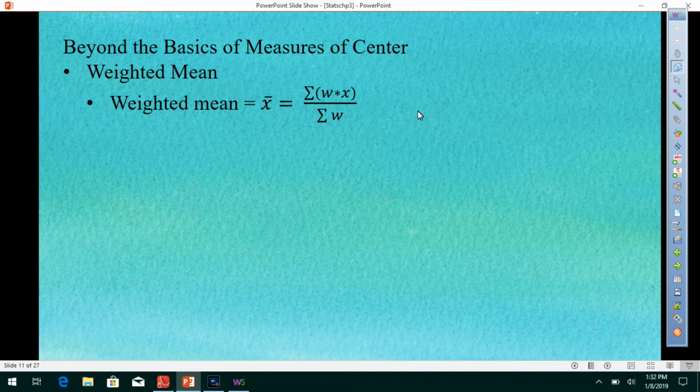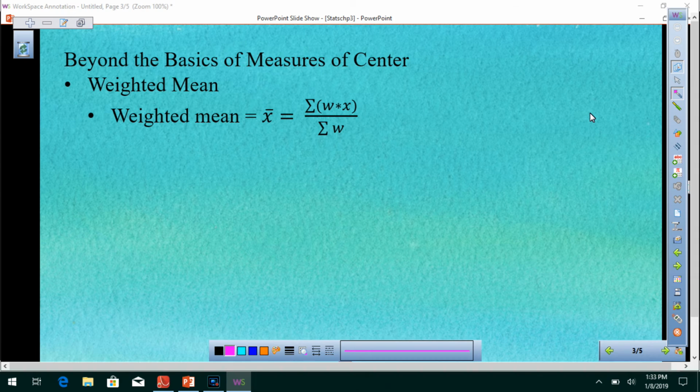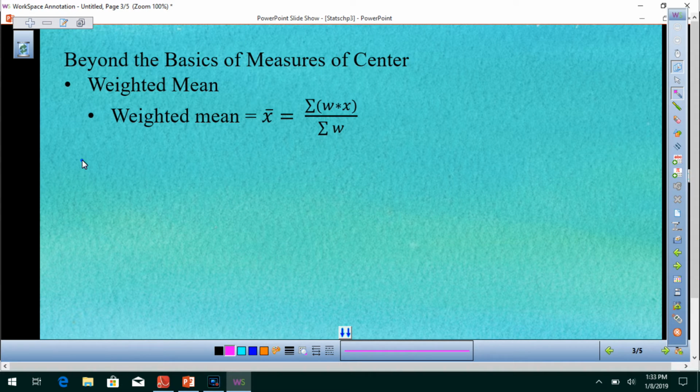Beyond the basics of measures of center, the weighted mean. The weighted mean, X bar, is the sum of the weight times X divided by the sum of the weight. Let's calculate a grade point average.